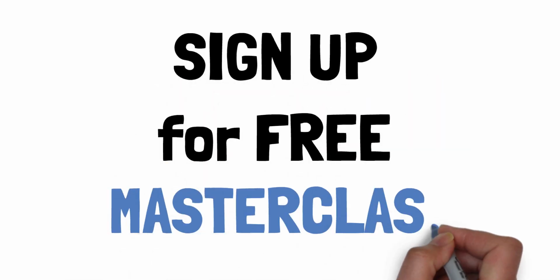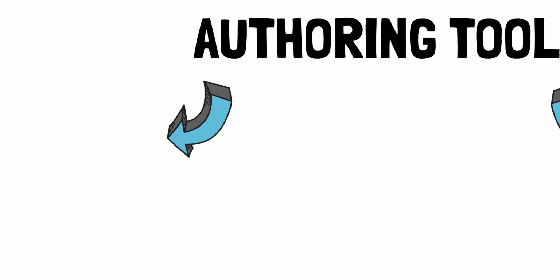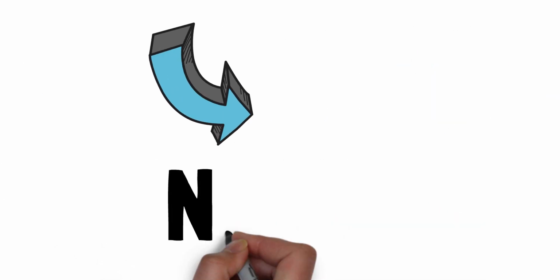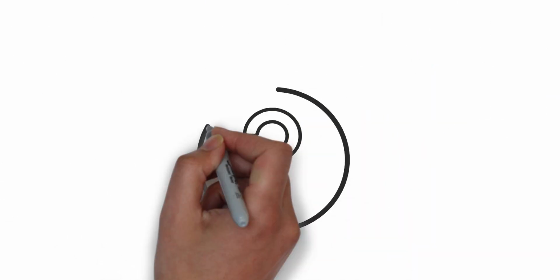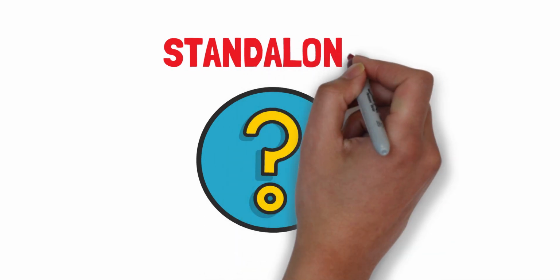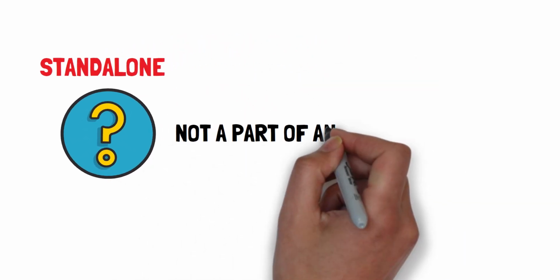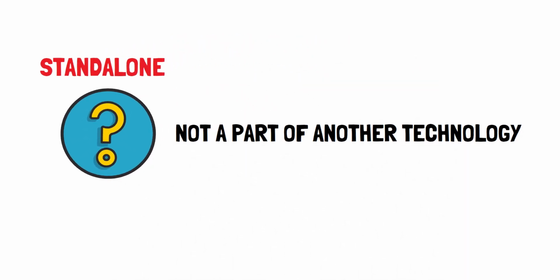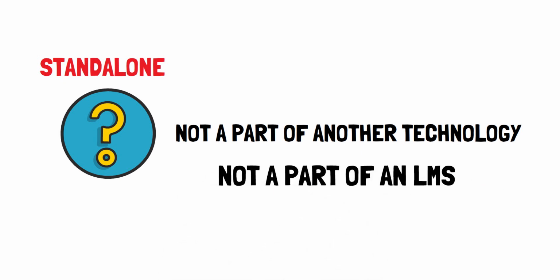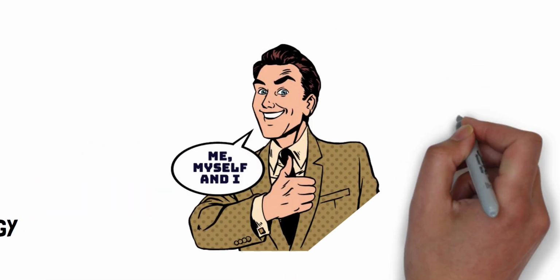Authoring tools really are broken up into two types. The first one are standalone, and the second one are native. What does standalone mean? We obviously came up with this word because we were asking, what should we call an authoring tool that isn't part of another technology, that isn't part of a learning management system? It's standalone, it stands by itself.